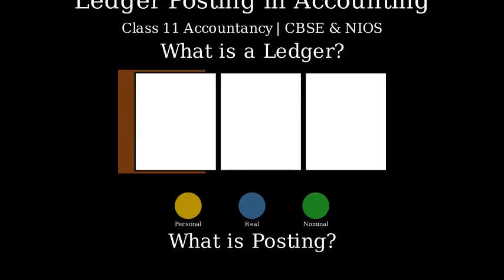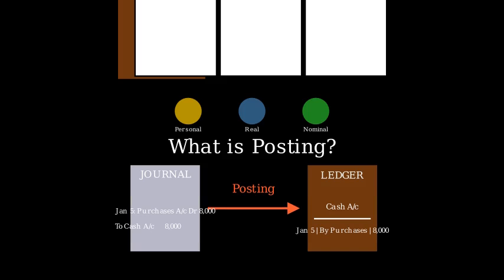Now, what is posting? Posting is the process of transferring amounts from the journal, which is the book of original entry, or from other subsidiary books, into the respective ledger accounts. It's like organizing all your transactions that were initially recorded chronologically into separate accounts based on their nature.